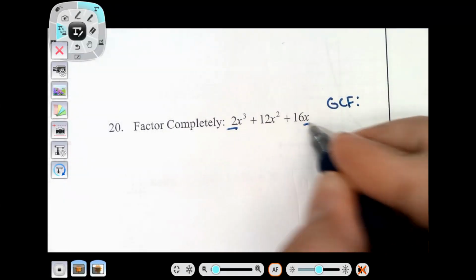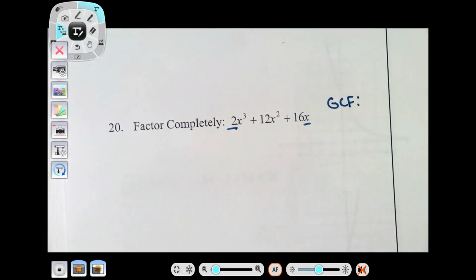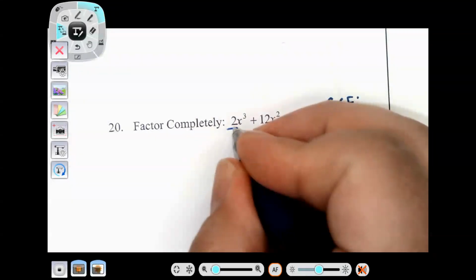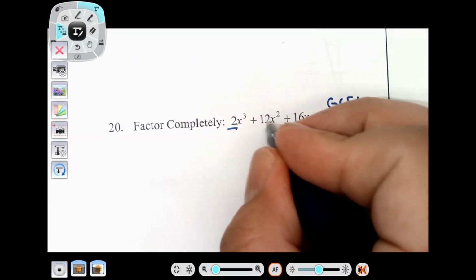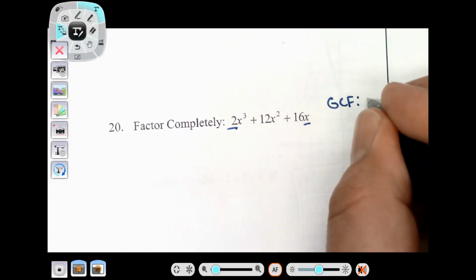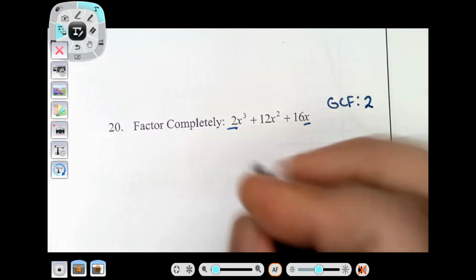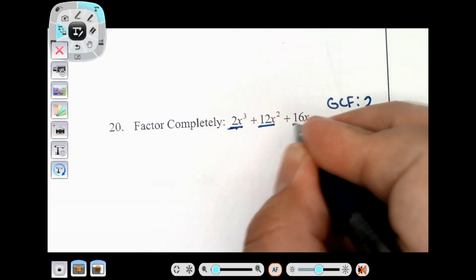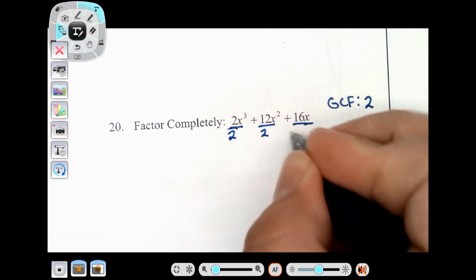And I see a letter in the back, another indicator why I should check. All right, the only number that divides a 2 is 2. 12 can be divided by 2. 16 can be divided by 2, so my GCF is 2. So remember, we're basically asking, what can I divide everybody by? Well, I can divide everybody by 2.